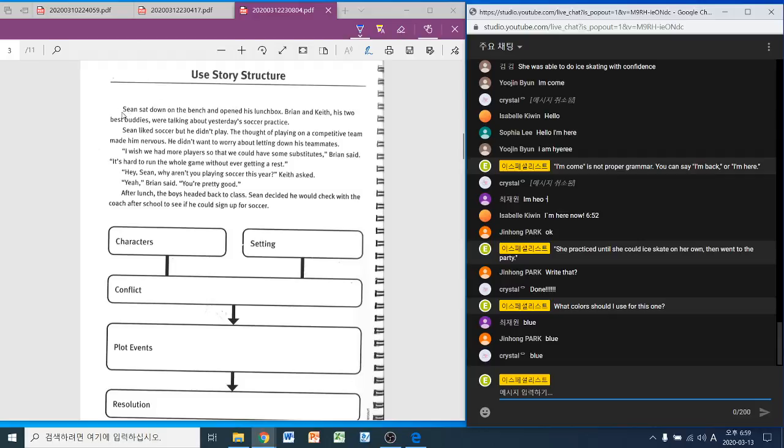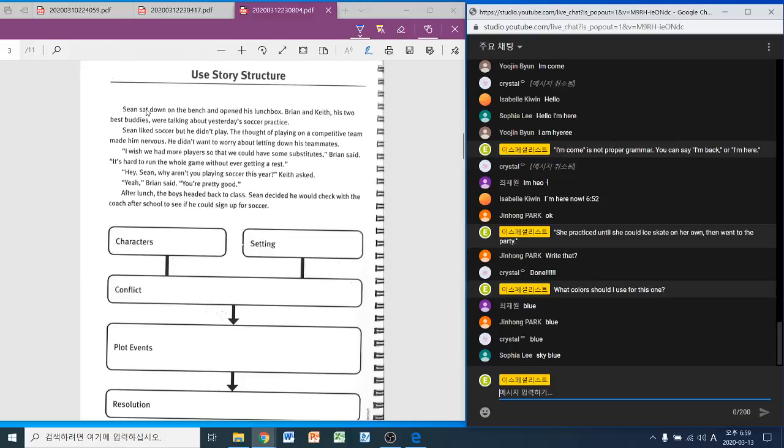Sean, yes, we say this is Sean, it's S-E-A-N, but we say Sean. Sean sat down on the bench and opened his lunchbox. Brian and Keith, his two best buddies, were talking about yesterday's soccer practice. Sean liked soccer, but he didn't play. The thought of playing on a competitive team made him nervous. He didn't want to worry about letting down his teammates. I wish we had more players so that we could have some substitutes, Brian said.